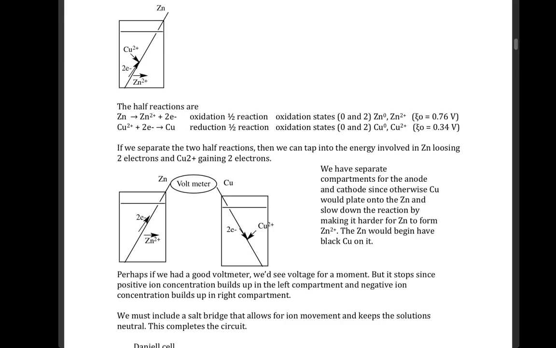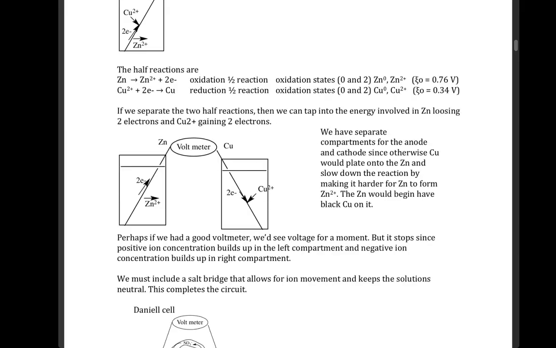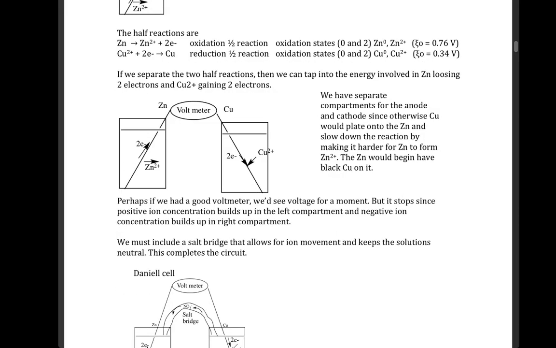The copper reaction is a reduction reaction. Electrons are being taken on. It's the reduction half reaction. The oxidation states there are 0 for the copper atom and 2 for the copper 2+. If we separate the two half reactions, by that I mean into separate compartments, maybe separate beakers, then we can tap into the energy involved in zinc losing 2 electrons and copper 2+ gaining 2 electrons.